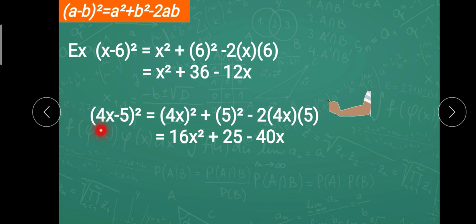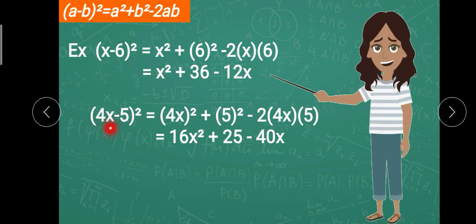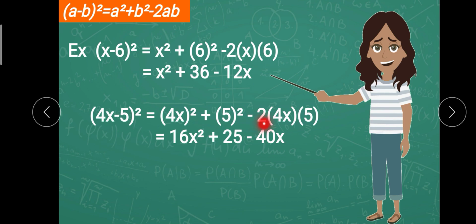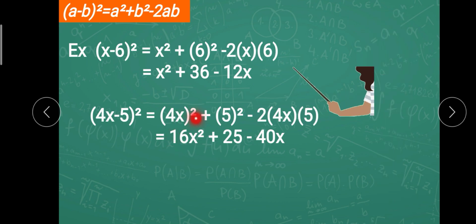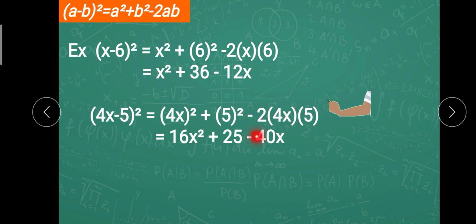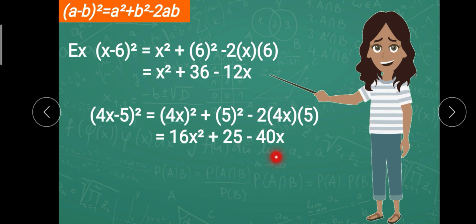So let us take another example, (4x minus 5) whole square. So here a is your 4x and b is your 5. So a square means (4x) square, b square means 5 square, minus 2 times ab. So a is your 4x and b is your 5. Now square of 4 is 16, then we have x square, plus 5 square is 25, then we have minus, then 4 fives are 20, 20 twos are 40, and x. So this is the simplified form of (4x minus 5) whole square.